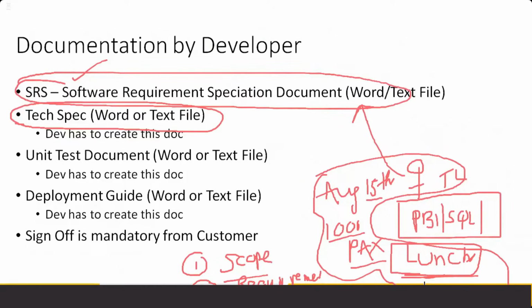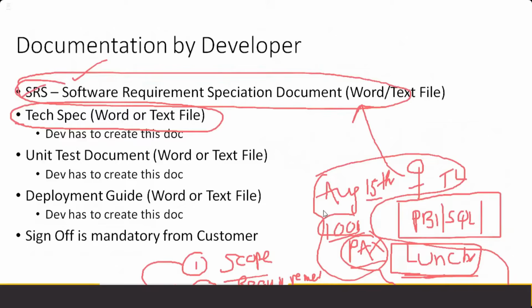If somebody only tells you 1,000 people lunch party, can you go and prepare a menu? Can you go and prepare a lunch? No, you cannot do that, right? So again, you go for the requirement. Once the scope is identified, you have to go and gather the requirement. In the requirement, you ask more questions. So this is how the requirement starts.